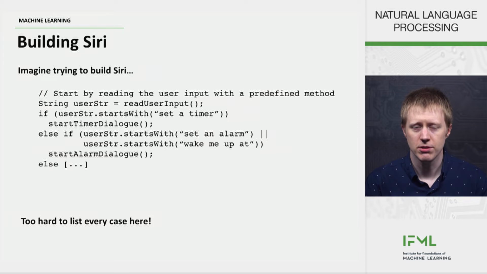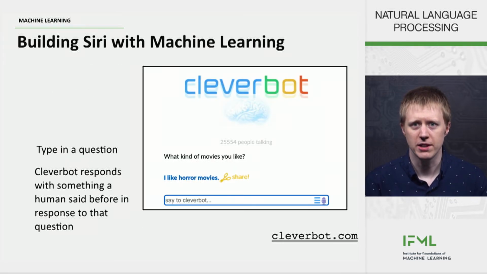I'm going to show you now a system called Cleverbot. You can go to cleverbot.com and play around with this if you'd like. What you could do is type in a question here, and I typed in, "what kind of movies do you like?" And Cleverbot responds with something reasonable. "I like horror movies." Cleverbot wrote this back to me.